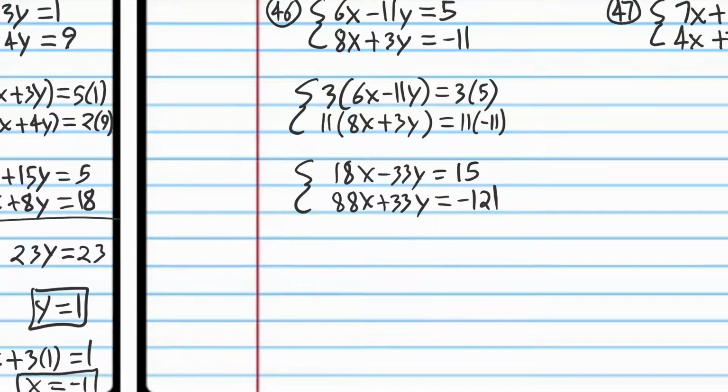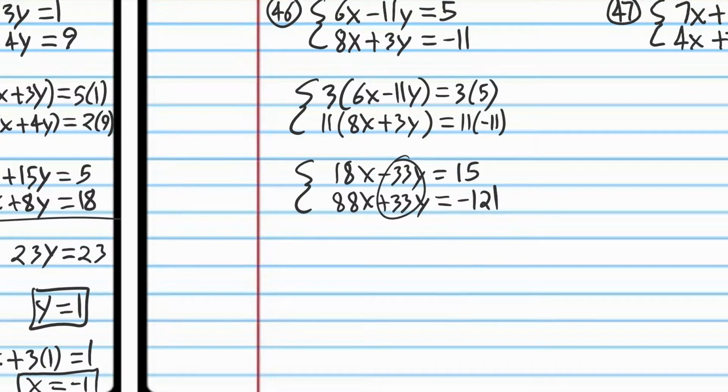All right, so adding up, these are going to cancel out, obviously. 18 plus 88, you can get your calculator if you're afraid to do that. 108, 106, it looks like. 106x, and negative 106. So x is equal to -1, dividing both sides by 106.